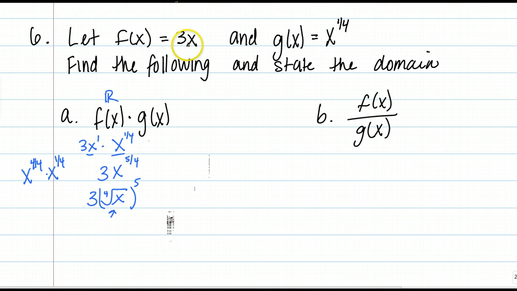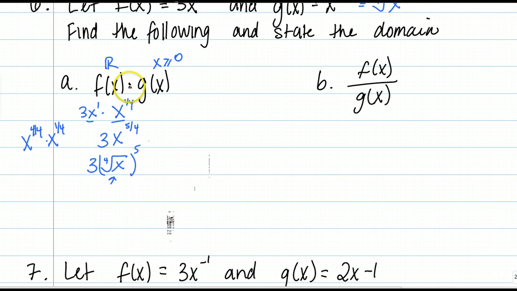Because we can plug in any x here, and that'll work just fine. Remember, g of x, x to the 1/4, is like taking the 4th root of x, and we know we can't take an even root of a negative number. So for g, x must be greater than or equal to 0.